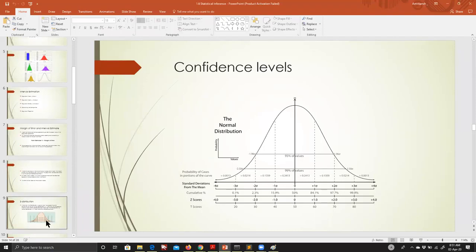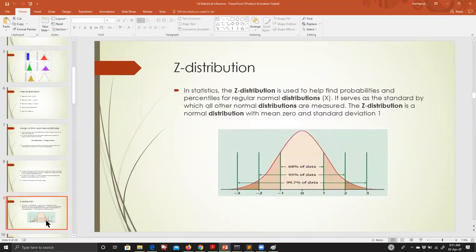So let's start with the z distribution. Fundamentally, the z distribution is a normalized Gaussian curve. It is the Gaussian curve itself. In statistics, the z distribution is used to find probabilities and percentiles for a regular normal distribution. It basically serves as a standard against which normal distributions are measured. The z distribution is a normal distribution with mean 0 and standard deviation 1. So a z distribution is again just a normal distribution.